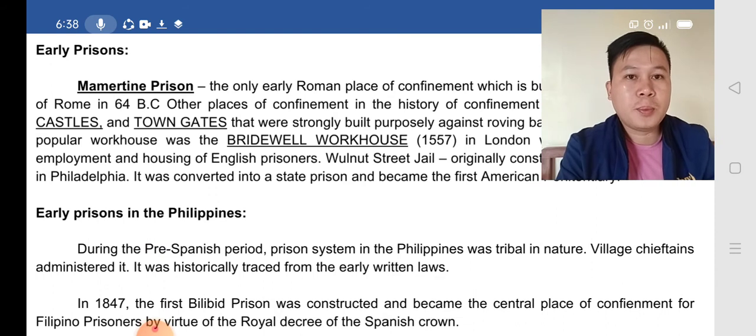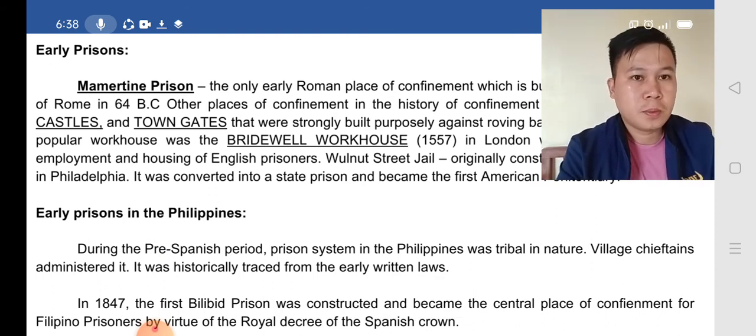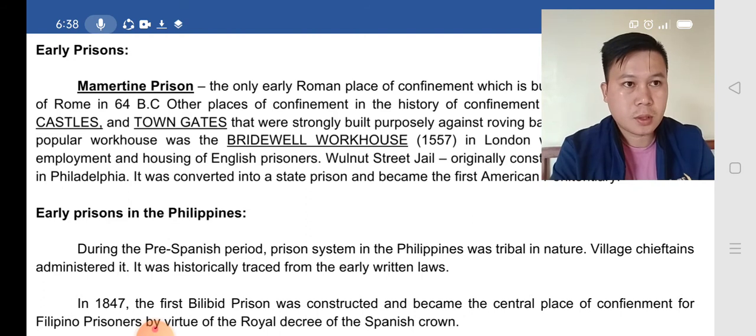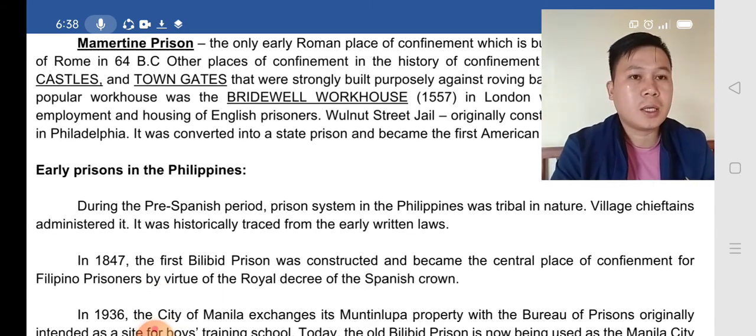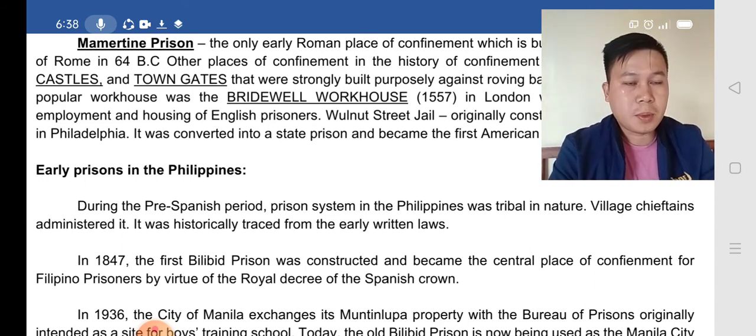Okay. In early prisons in the Philippines during the pre-Spanish period, the prison system in the Philippines was tribal in nature. So, kung nakagawa ka ng krimen na labag sa iyong tribe, so sila mismo yung magkukulong sa'yo. Village chieftains administered it. It was historically traced from the early written laws. So, from generation to generation, nakalagay doon yung forms of punishment na binibigay sa isang kriminal.